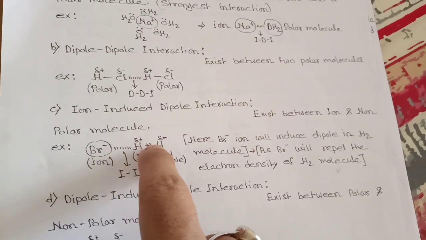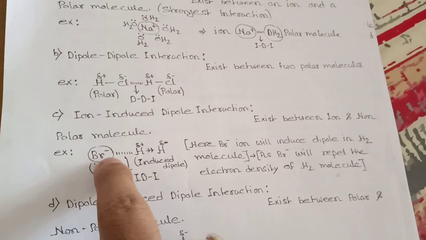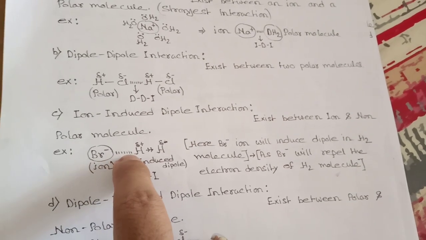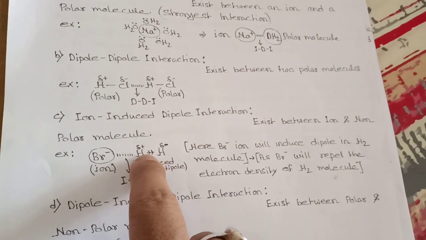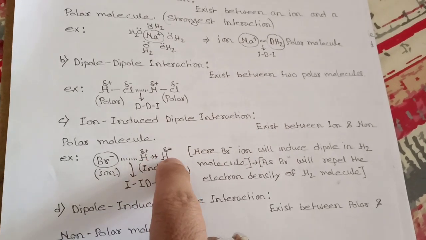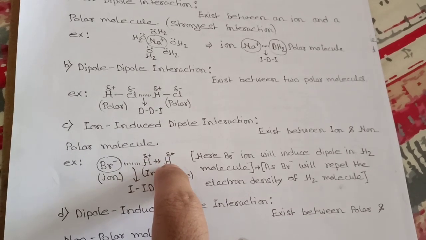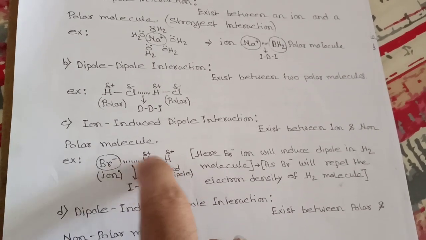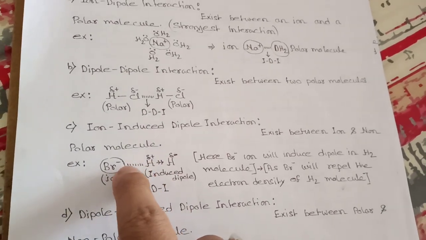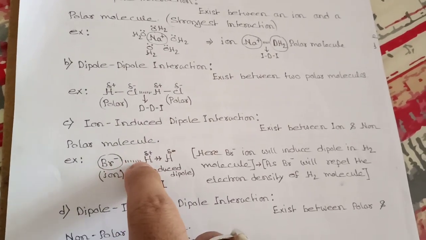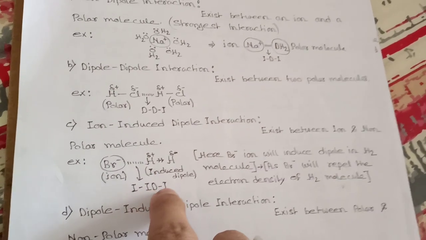Originally the H2 molecule was nonpolar, but when this Br minus repels the electron density of the H2 molecule, the electron pair present in this bond will go this side. So there will be a negative charge development on this hydrogen atom and there will be a positive charge on this hydrogen atom. Now the interaction between this ion and the induced dipole will be called ion-induced dipole interaction.